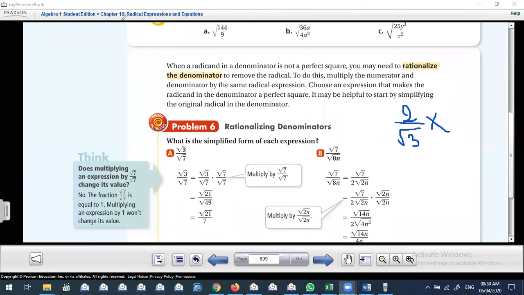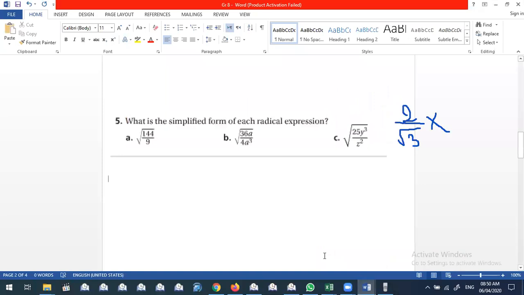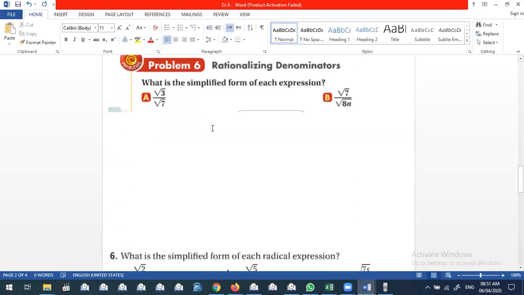How come? Let's start our exercise to know how to simplify this example. Here, what is the simplified form of each expression? We have an expression here, and the problem is that we have a square root in the denominator.